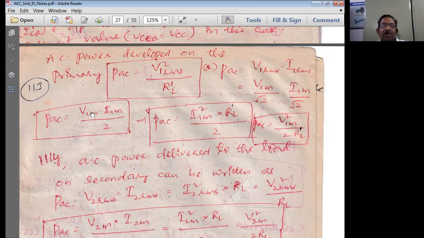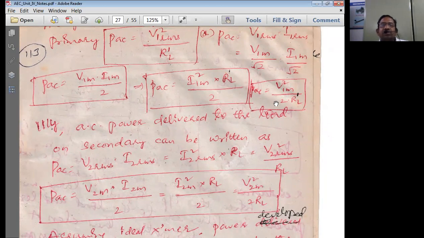Similarly, I can get the AC output power with respect to only voltage by simply writing V1M is equal to V1M by RL. Accordingly, I can just simply write down this equation. Since I am writing on the primary side, we get a transformed secondary load resistance, which is indicated by RL dash. Load resistance is RL. Transformed load resistance onto primary is RL dash.